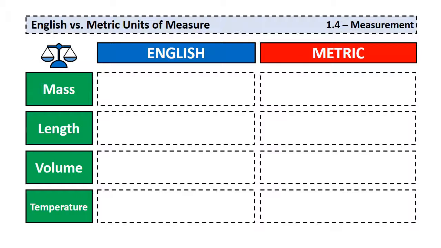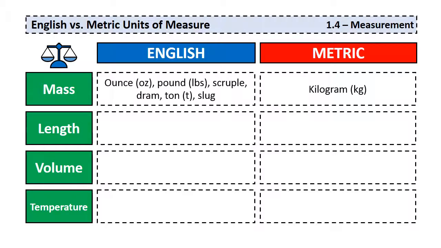In either English or metric, we measure mass, length, volume, and temperature. Let's take a look at mass. For English units of mass, we've got ounces and pounds and scruples and drams and tons and slugs and even more than that, right? And these things don't convert from one another too easily. Whereas in the metric system, we just have one standardized measure, and that's the kilogram. Now, we can have parts of a kilogram we would call a gram, or even smaller parts like a milligram, but it's still just based on one thing, the kilogram.